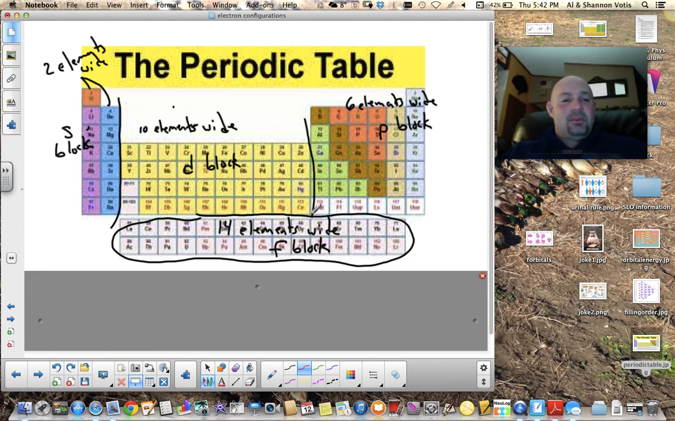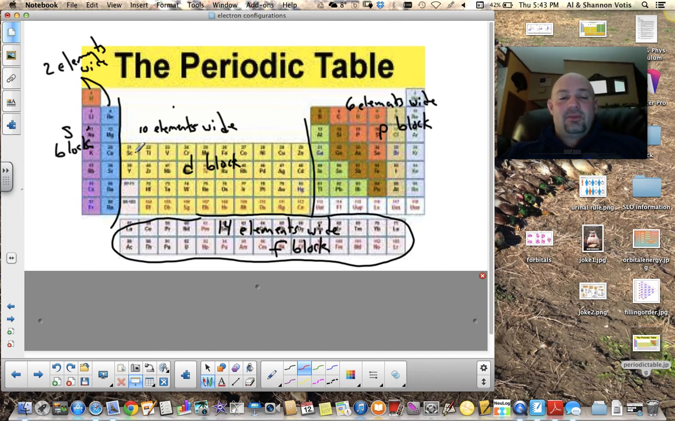Because this first block, how wide is this first block? It's 2 elements wide. Does anything else have 2 in it? An s orbital does. So this is what we call the s block, because in this part of the periodic table, the electrons are going into the s orbital. Way over here on the right, this block is 1, 2, 3, 4, 5, 6 elements long. 6 elements, 6 electrons. A p orbital has 6 electrons. So this is what we call the p block.